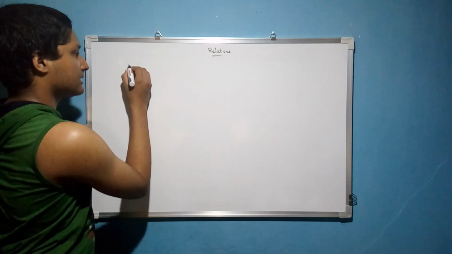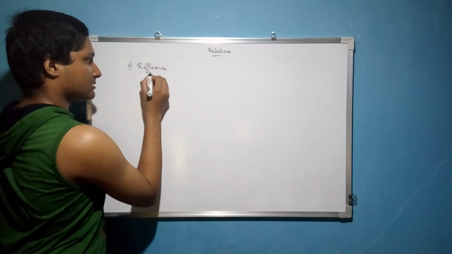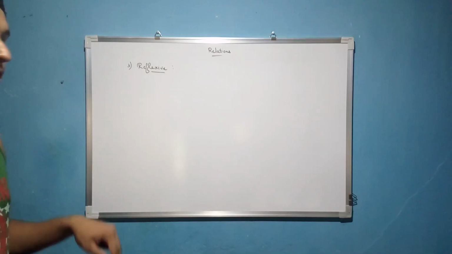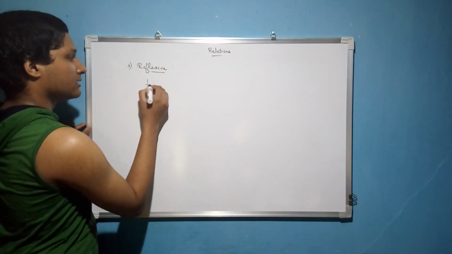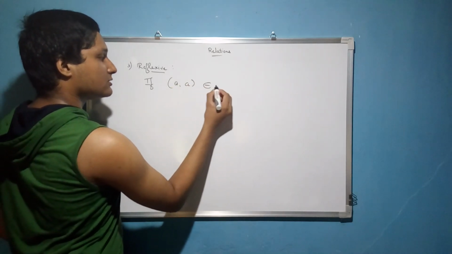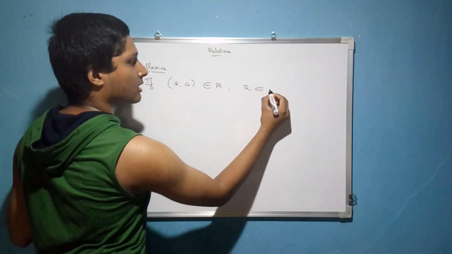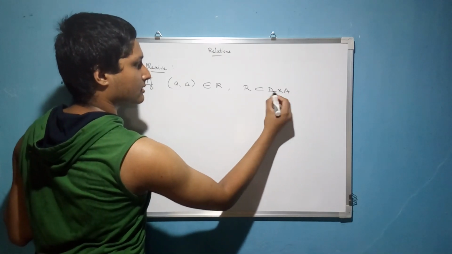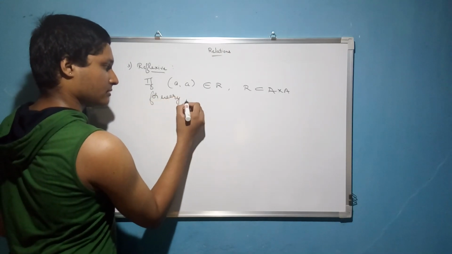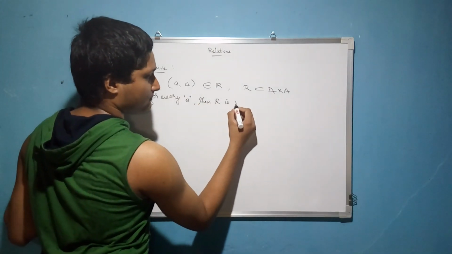The third one is the reflexive relation. A relation is said to be reflexive if every element is related to itself. For example, if (a, a) belongs to the relation R on A cross A, for every a, then R is reflexive.